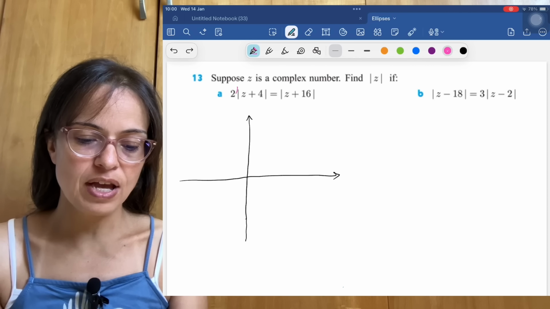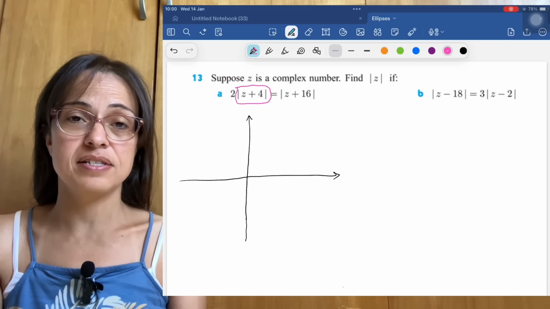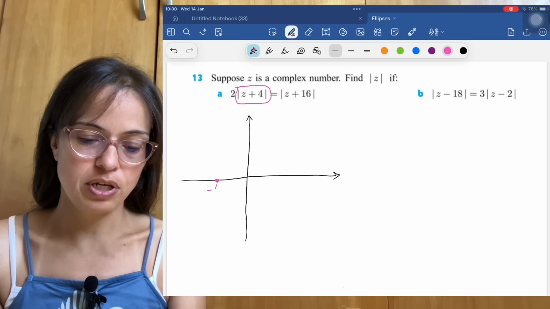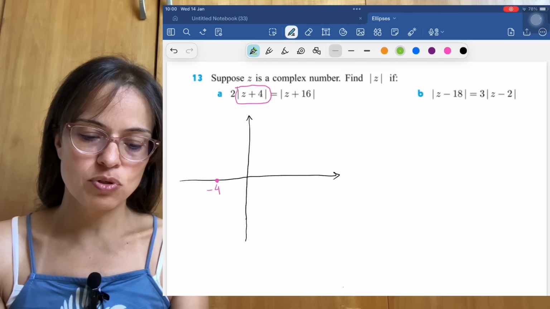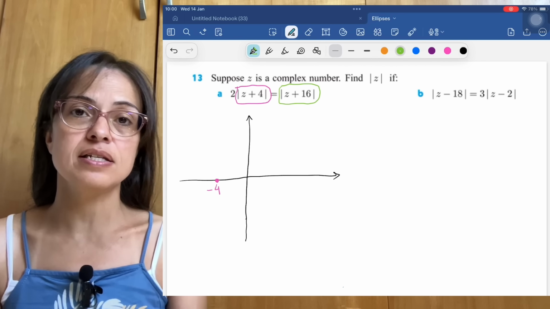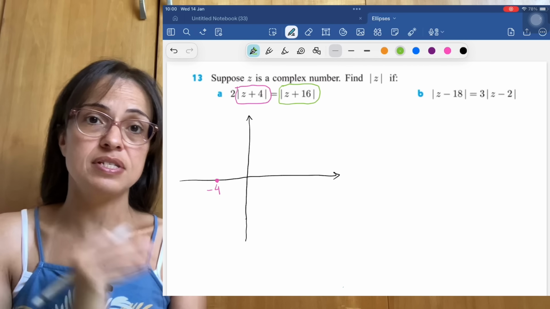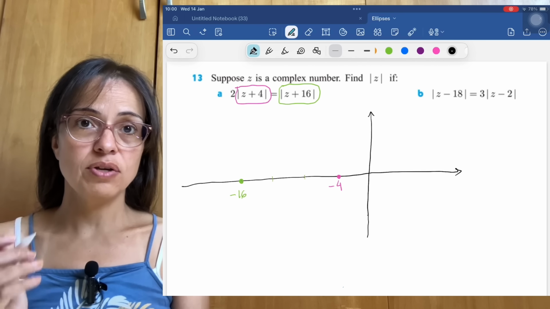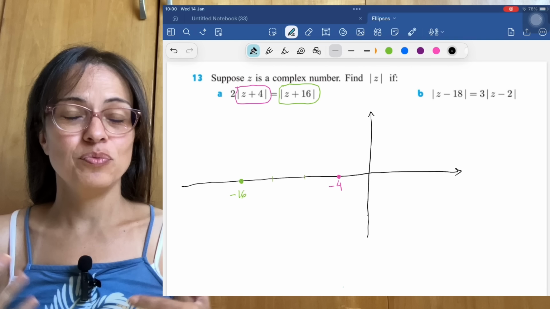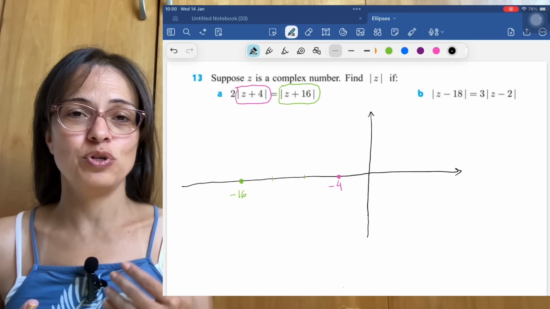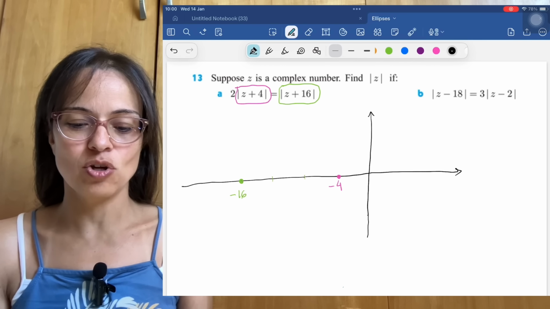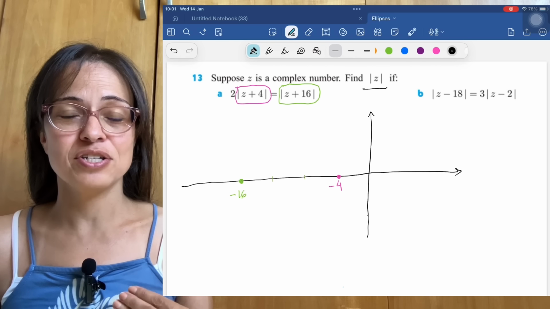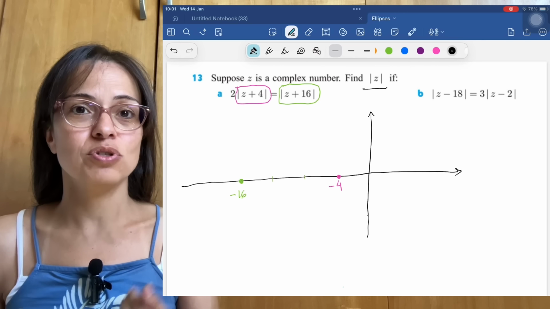The absolute value of z plus 4 is the distance between z and the number -4, which I'm going to put here. And the absolute value of z plus 16 is the distance between z and -16, which I'm going to put here. So we are looking for a point. Here's the thing, we know that there can be many solutions, but we also know that it's implied that all of them have the same absolute value. So it's enough for us to find one of them.